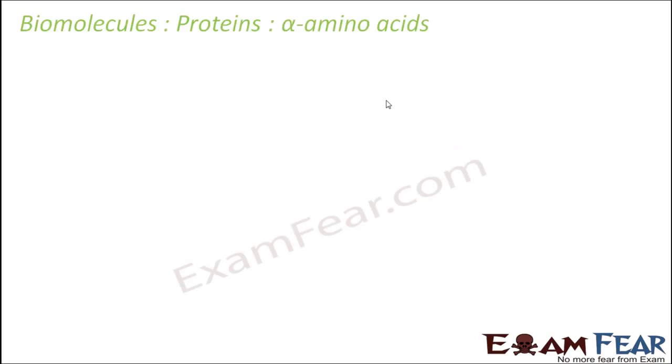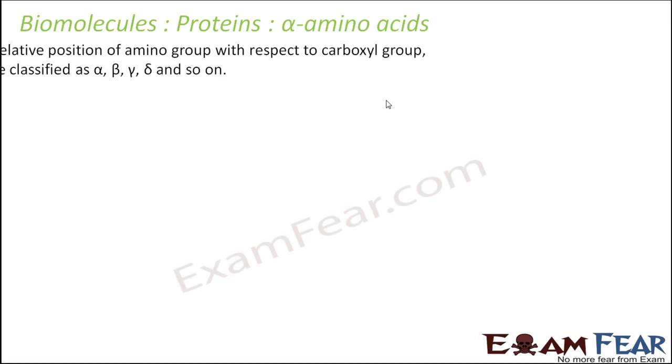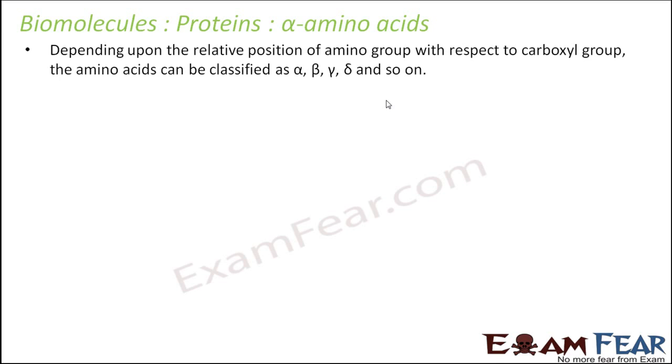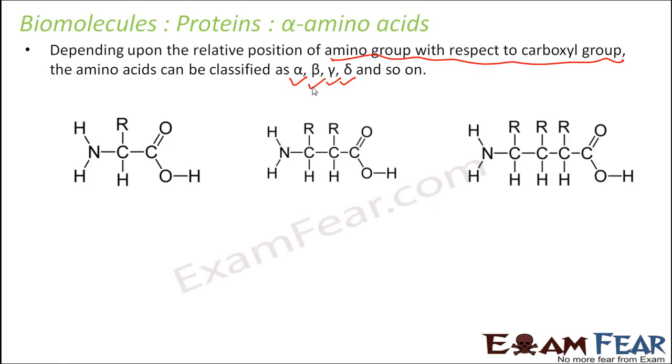Now again, proteins can be of different types. They can be alpha amino acids, beta amino acids, gamma amino acids. So let us see what are they. Depending upon where the amino group is located with respect to the carboxyl group, we can classify amino acids as alpha, beta, gamma, delta and so on. So let us see what is an alpha amino acid.